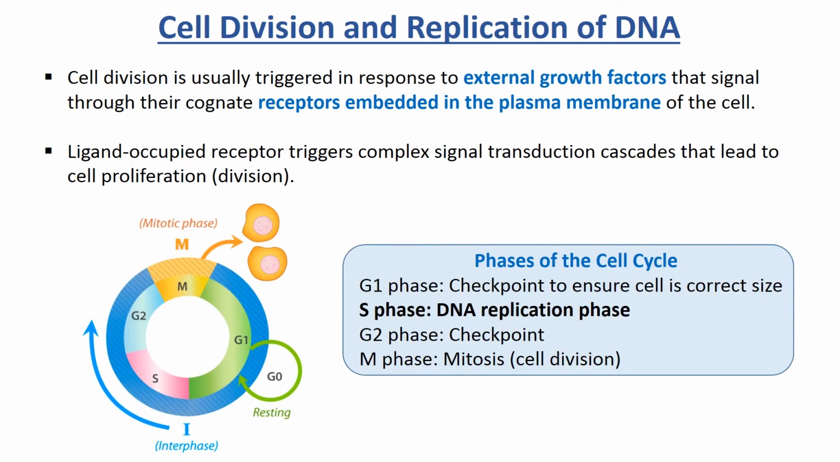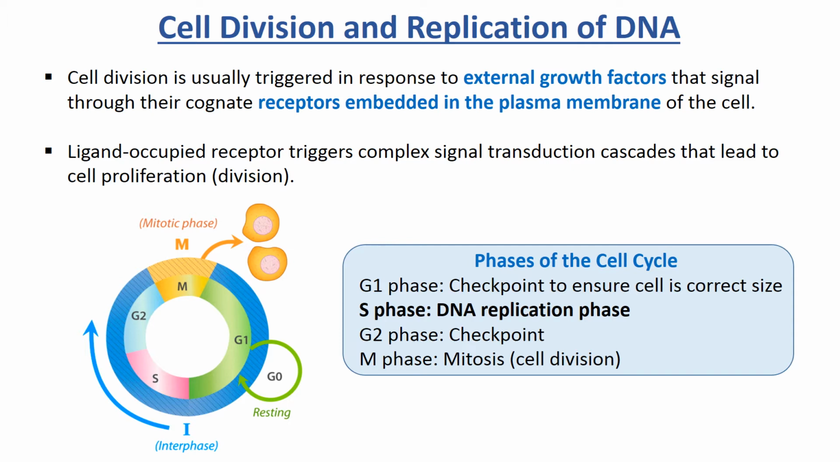For a cell to divide, it must go through a number of distinct phases known as the cell cycle. In the G1 phase, a checkpoint occurs to ensure that the cell is of the correct size. In the S phase, the DNA is replicated, and this is the subject of this part of the lecture, where we look at DNA replication in more detail.